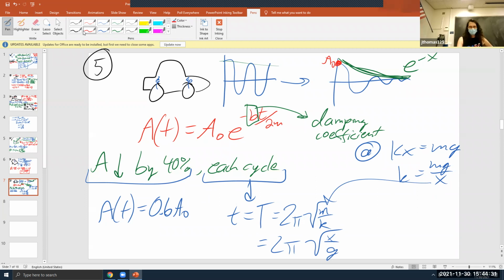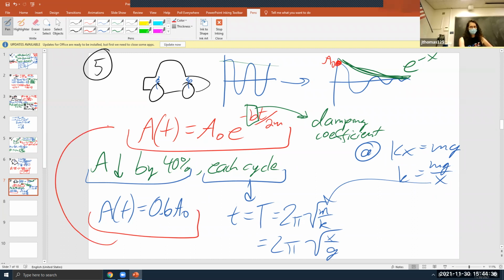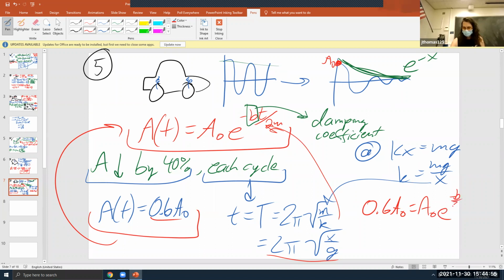And then we can go ahead and put this all together. So we're going to use this equation. This right here defines our left-hand side. And this stuff right here is going to go into the right-hand side. And just to put that all together, the left-hand side is going to be 0.6 A naught. The right-hand side is going to be A naught times e to the negative b on 2m times this crazy thing right here, 2 pi root x on g.